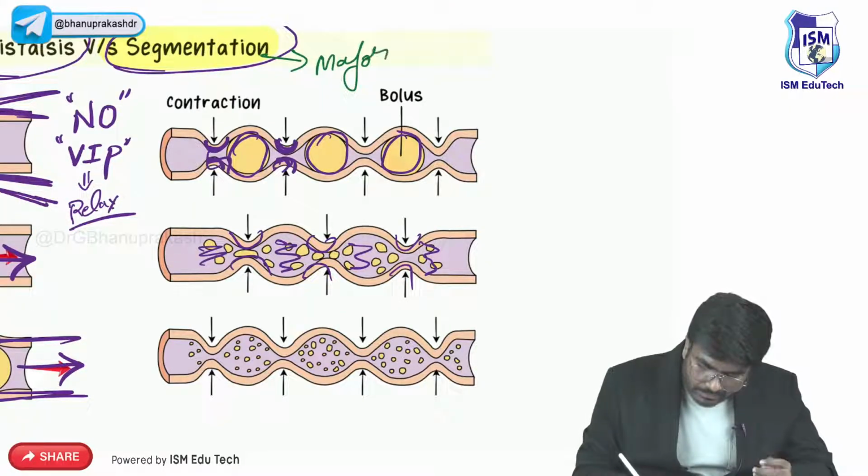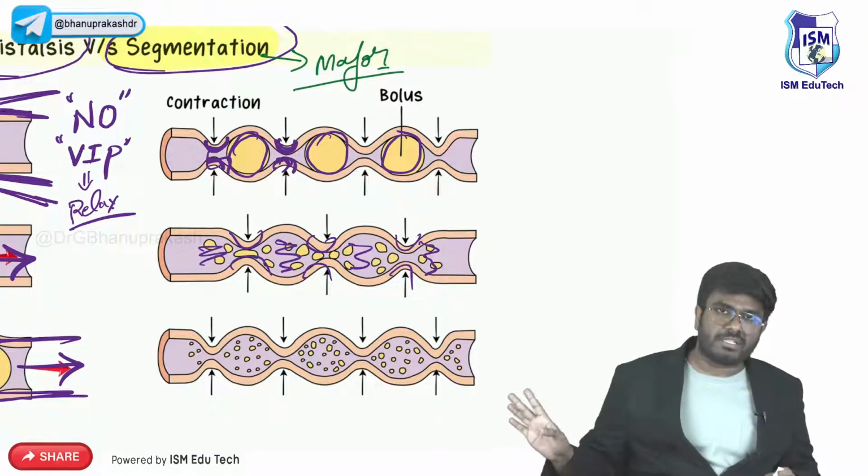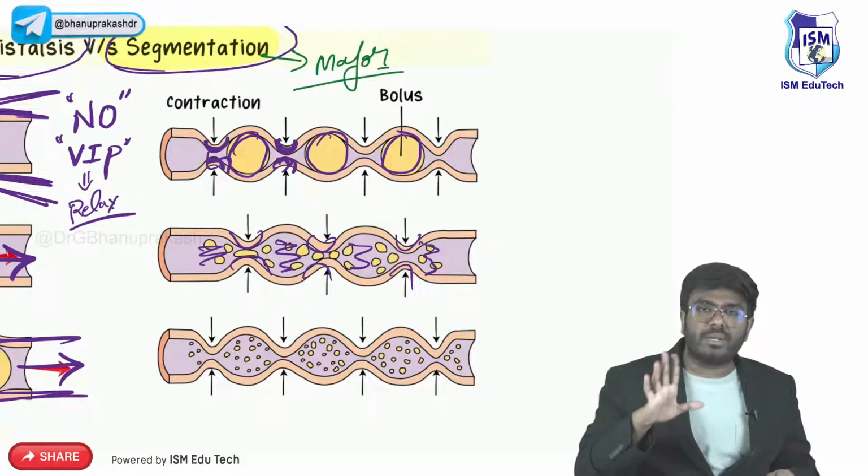This is major. Okay. So most of the people will think only one thing: peristalsis is the GI motility. No, peristalsis is not the GI motility. Segmentation is the major GI motility when compared to peristalsis.